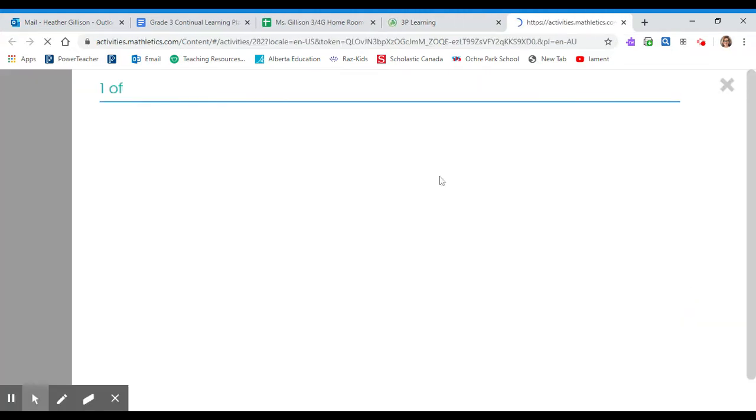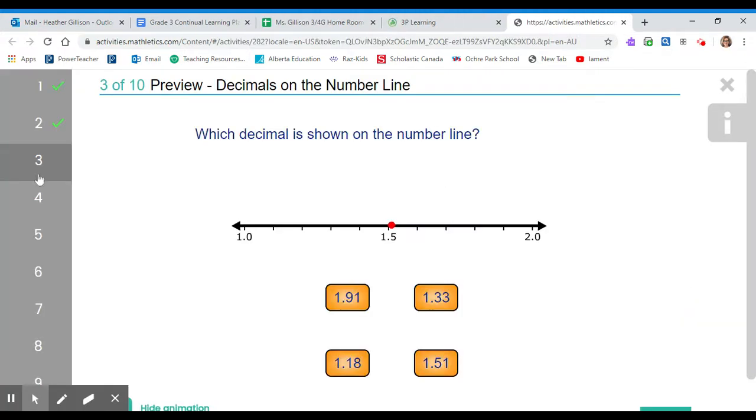And this, I love this because this is such great review. So here is your direction. Which decimal is shown on the number line? Okay, so you've got from 1 to 2, and you've got 1.5 in the middle. So they don't even plot the rest of the numbers on the number line. Okay, so you really got to pay attention and look closely. So we know that this would be 1.6, 1.7, 1.8, and so on.